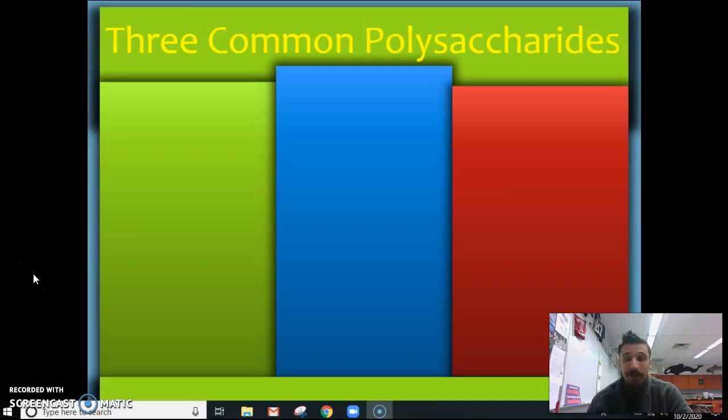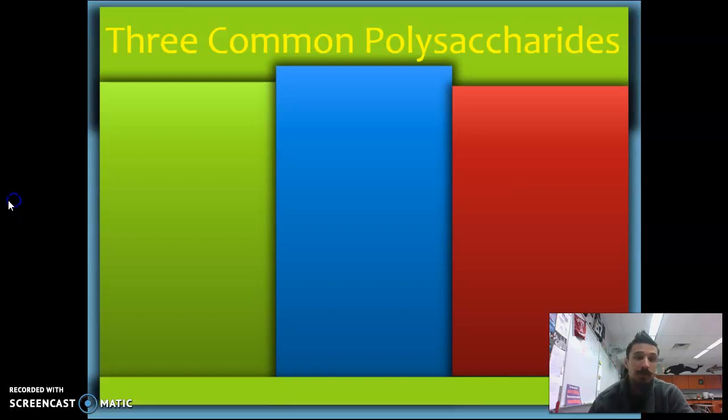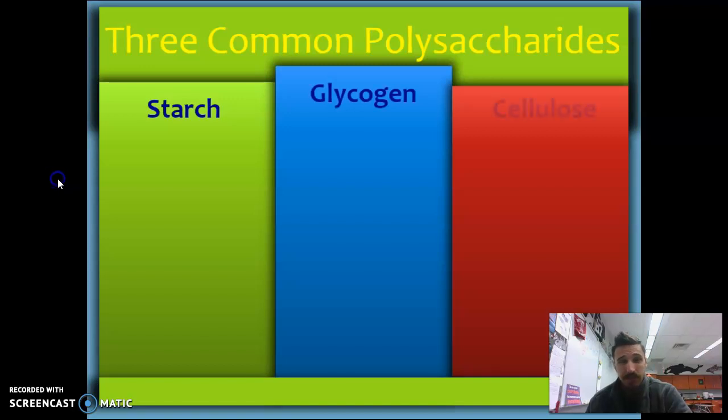Now that we know about the three types of carbohydrates, mono, di, and polysaccharide, we're going to spend a little bit of time here talking about the three most common types of polysaccharides. These really big sugar molecules, made up of two or more monosaccharides. First one is starch. Second, glycogen. And the third is called cellulose.